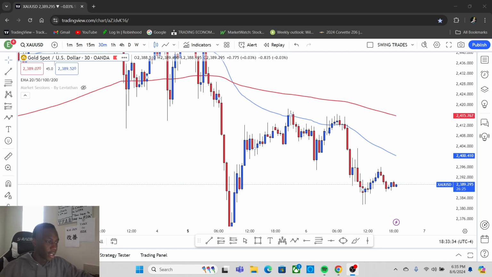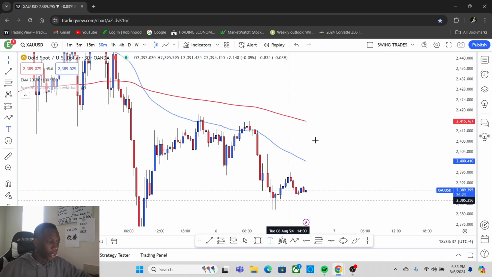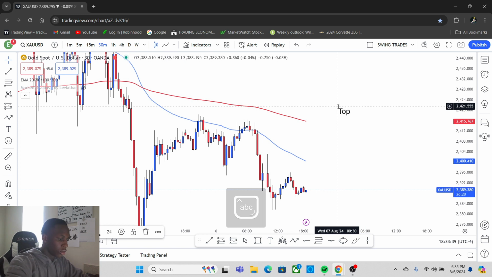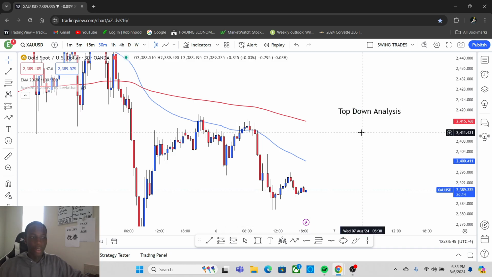Now, what is top-down analysis? Top-down analysis, right? So literally, the name implies what it means, right? Top-down analysis is analysis from the top down. And when I say top, I mean the higher time frames. When I say the down, lower time frames, right?